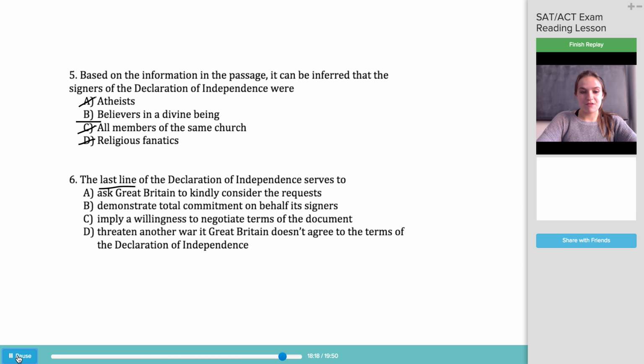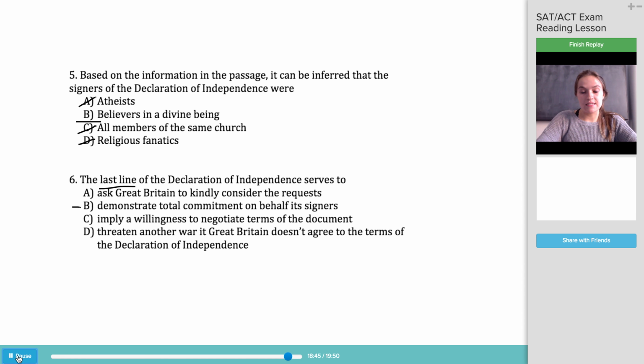Okay, so let's read through them. A, ask Great Britain to kindly consider the requests. I wouldn't say there's anything about asking them to kindly consider in the last line. B, demonstrate a total commitment on behalf of its signers. This definitely corresponds to what I just mentioned, that we mutually pledge our lives. There's definitely a signifying of all of them binding together to declare their independence.